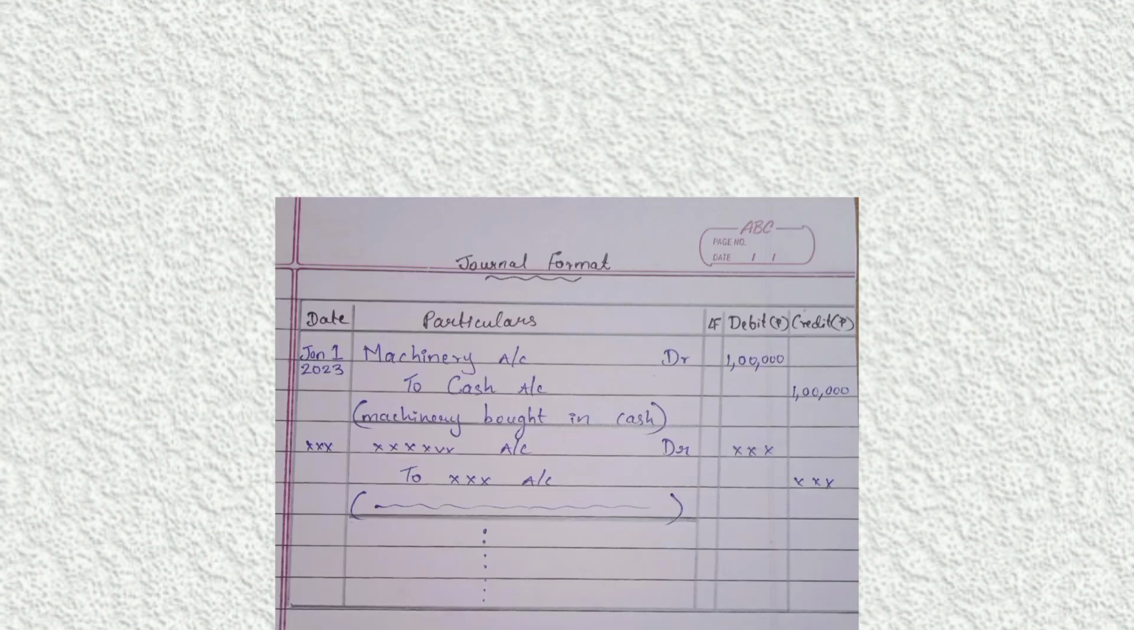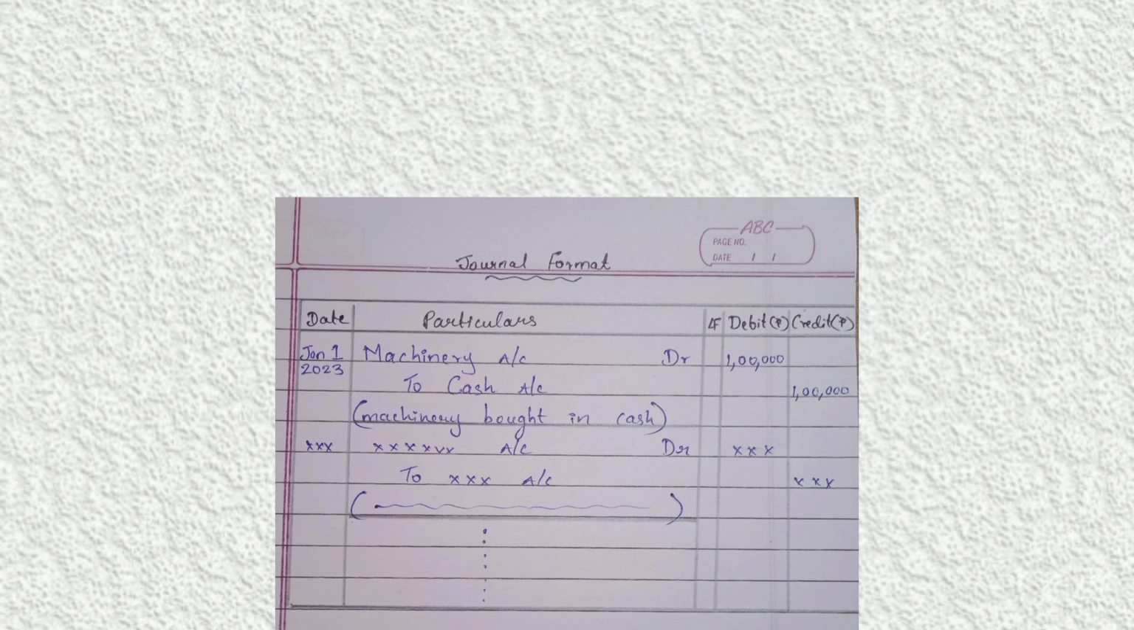Now we are going to start with the journal entries. So I am going to show you a format of a journal. You can see 4 columns. First column is date. In the date column, we will write the date of the transaction. And the particulars column describes what happened. In the case of buying a machinery, we said we will debit machinery and we will credit cash, right? So that will be written in this particular space.